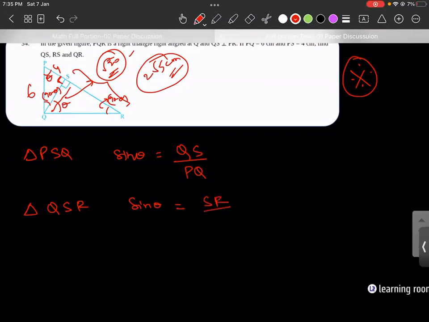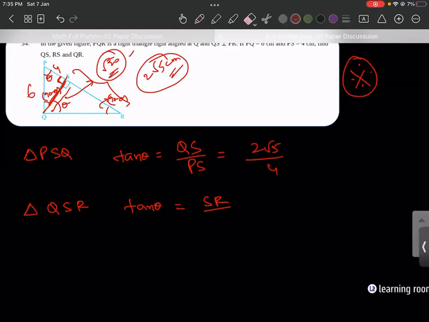Similarly, if I take the triangle QSR, what is sine theta from that? Okay, I'll do one thing. I'll not take sine theta, I'll take tan theta. I'll tell you why I'm taking tan theta, because I know the vertical and the horizontal. So tan theta is how much? QS by PS. So QS is 2 root 5, PS is 4.